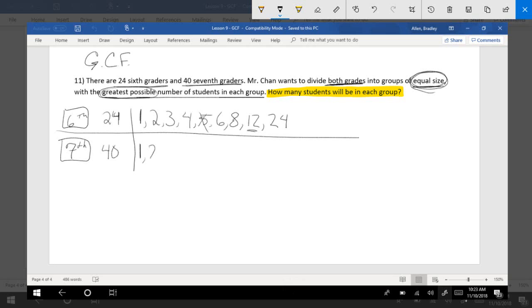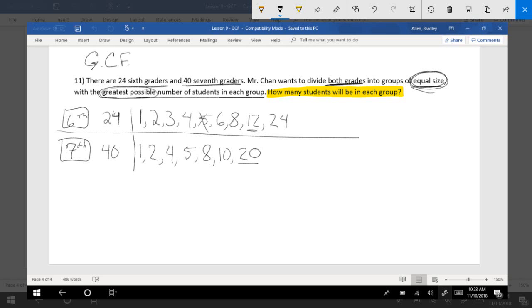Let's see, I could do groups of 2. Not 3, I could do groups of 4 students. 5, I could do groups of 5. 6, 7, 8, I could do groups of 8. 9, nope. 10. 11, 12 students. No, I couldn't do 12. 13, 14, 15, 16, 17, 18, 19. I could do 20. And 20 is the halfway point.